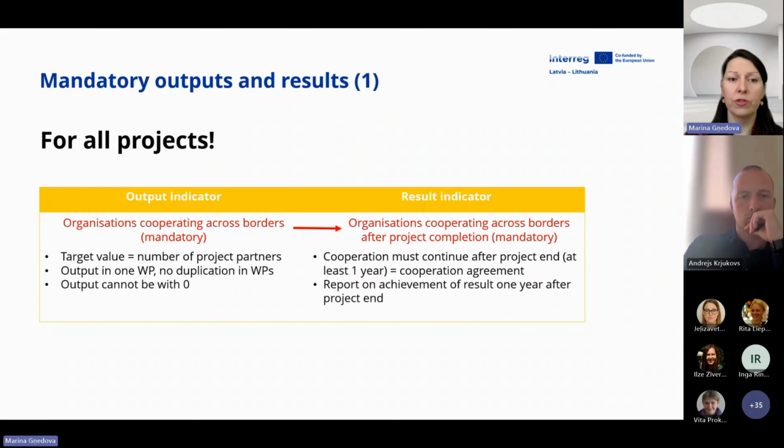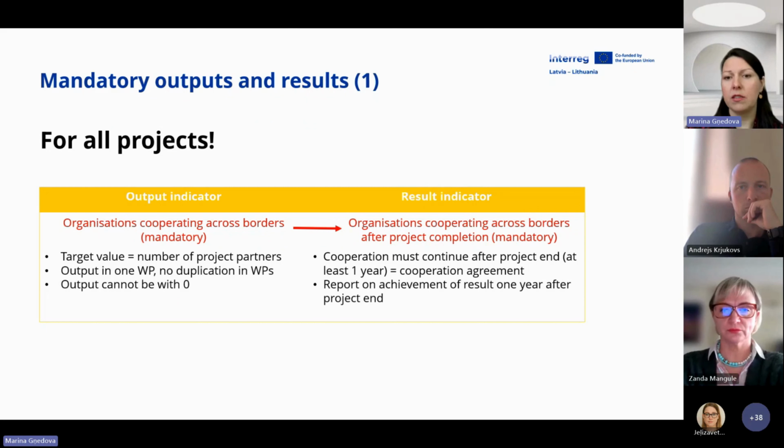The target value usually for this output is the number of project partners. Please, for output, plan the target value in one work package so that there is no duplication between work packages, and output target value cannot be 0.